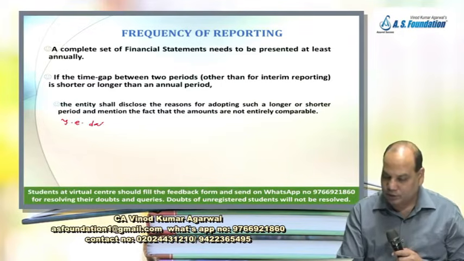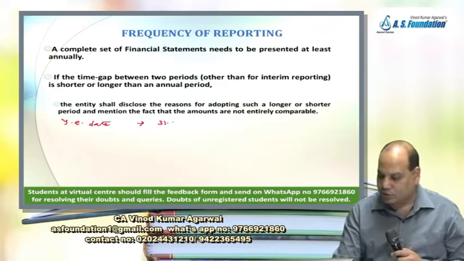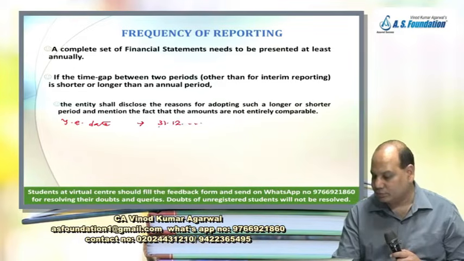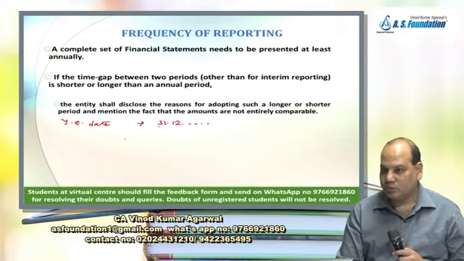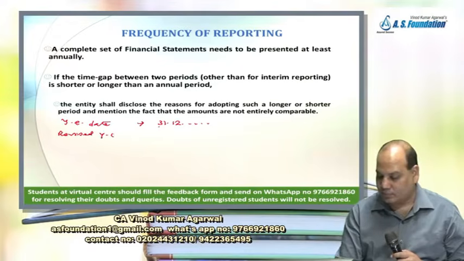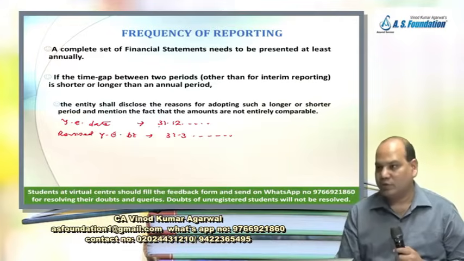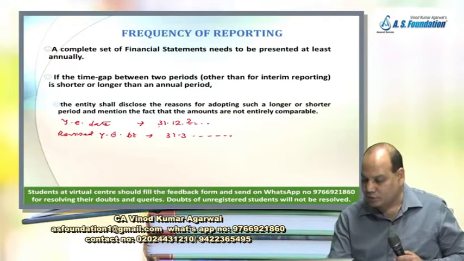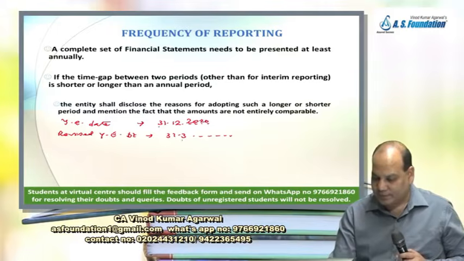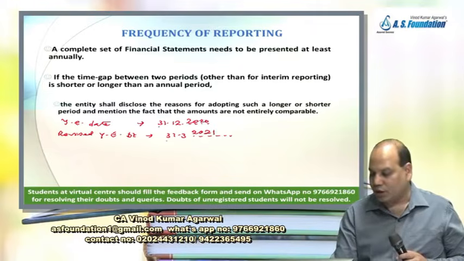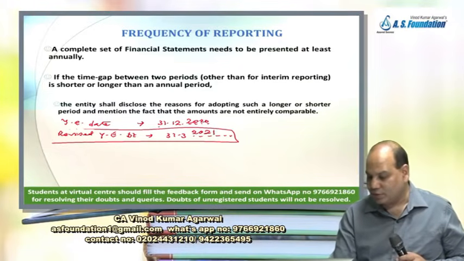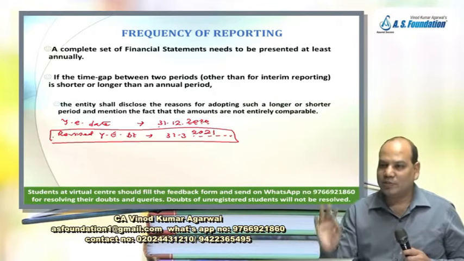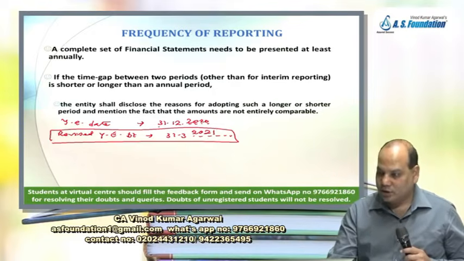Year ending date of an entity earlier was 31st December. Okay. Revised year ending date, what have they done? They made it 31st March. Now let us say this is 31st March 2020. Now 31st March 2021. So either they may prepare this financial statement, so then it will become only a 3-month financial statement. Okay, it is less than 12 months.